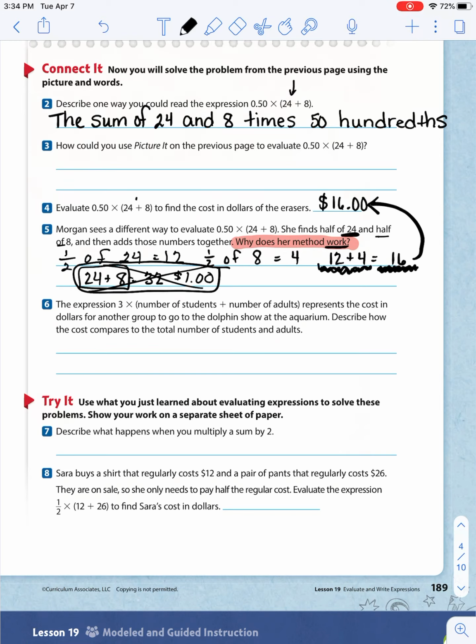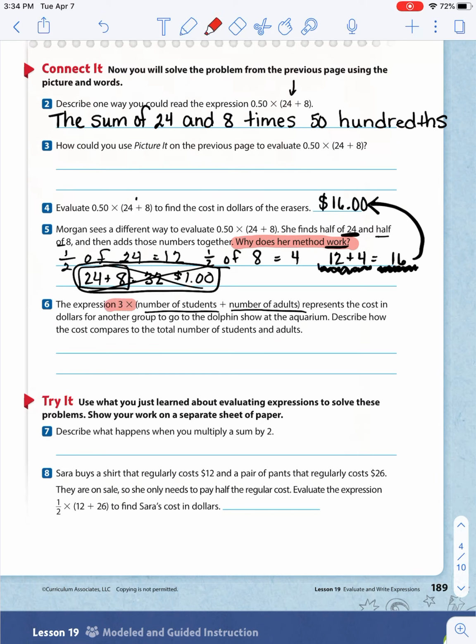Okay? Number 6. The expression 3 times, and then number of students plus number of adults, represents the cost in dollars for another group to go to the dolphin show at the aquarium.